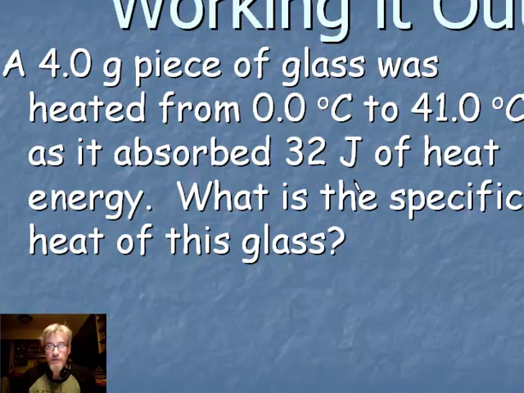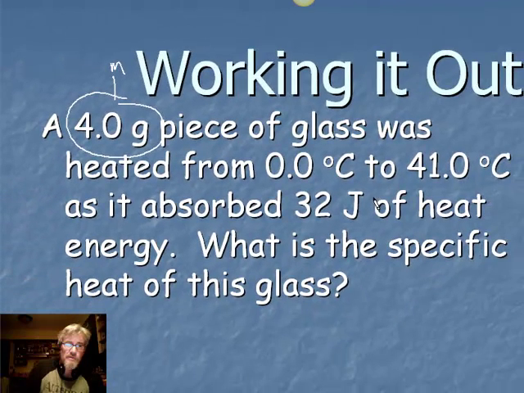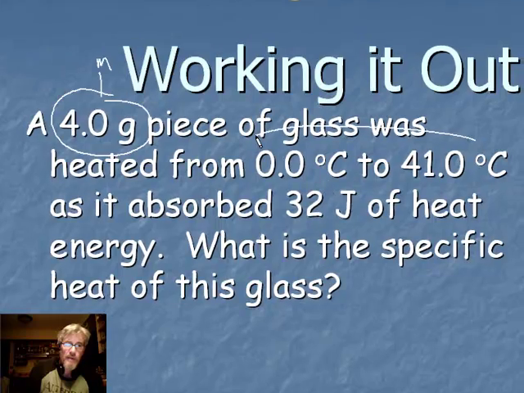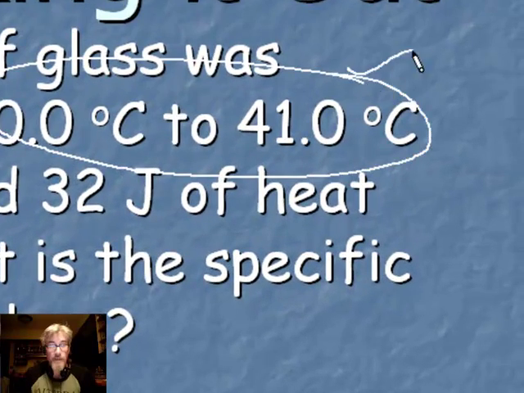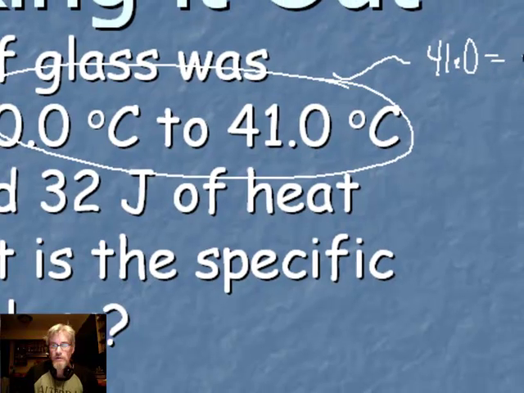Story problems usually are. But a strategy that we'll use here is just analyze the problem and write down the symbols that we know that come from equations as we go through. A 4-gram piece of glass. Okay, grams is mass, so I'm going to label that M, because M is mass in the equation that we learned. Was heated from 0 degrees C to 41 degrees C. Okay, so that's a change in temperature. So that means 41 degrees C is the difference, and that's delta T. Change in temperature is delta T.